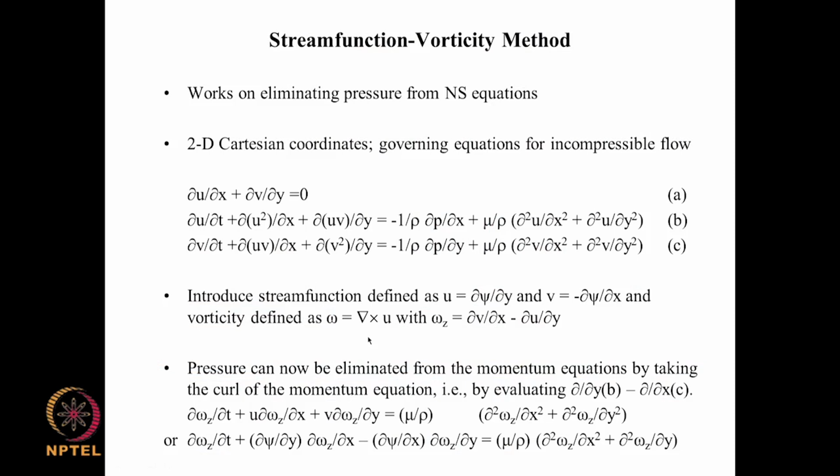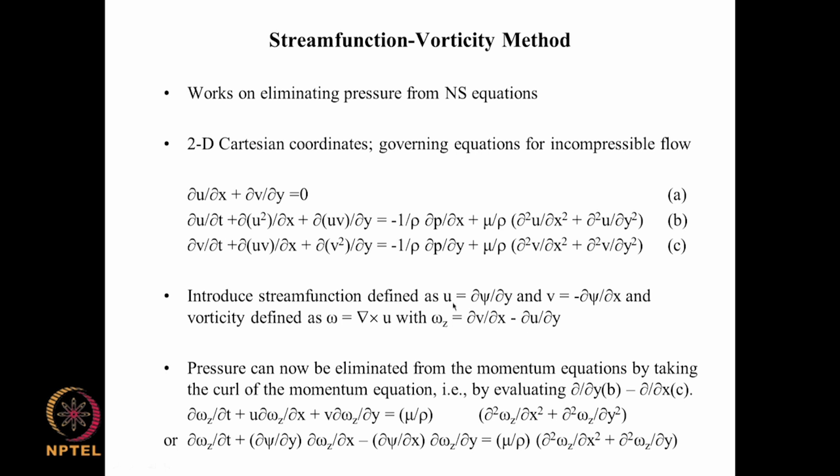I would refer you to standard books of fluid mechanics to learn more about the stream function, but the stream function is defined for this 2D Cartesian case with x and y as the coordinate directions of interest. We can define u as ∂ψ/∂y and v as minus ∂ψ/∂x, where ψ is the stream function. And we can introduce another variable, vorticity, omega, equal to del cross u. In the case of 2D flow, we are interested in the z component of the vorticity, and that is given by ∂v/∂x minus ∂u/∂y.